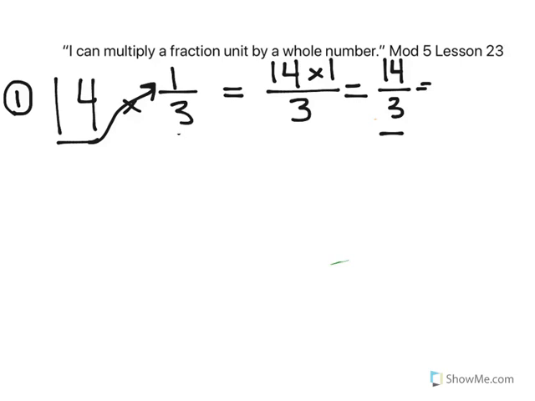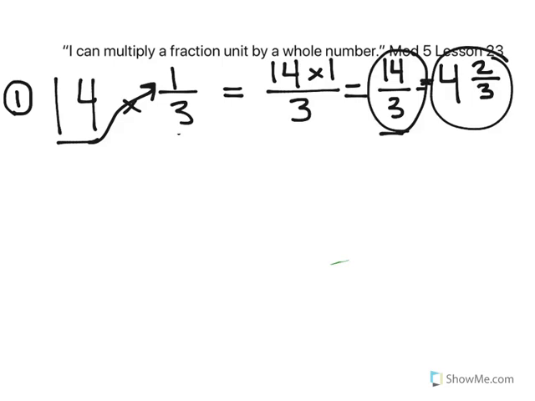How many times can 3 go into 14? 3, 6, 9, 12, 15, without going over. So it can go 3, 6, 9, 12. 4 times, and how many left over? If I was at 12 to get to 14, that'd be 2, and then I keep my denominator the same. So 4 and 2/3 or 14 thirds, they are equivalent, so either answer is correct.